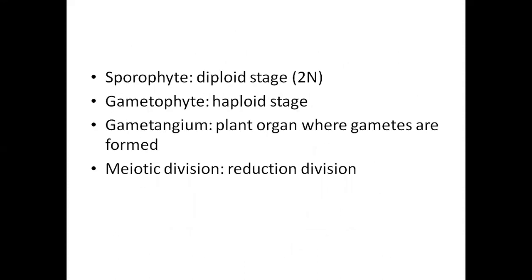But before that, I want to explain some important terms to you so that you don't have any problem in understanding these life cycles. You will come across a term, sporophyte. That means diploid stage. Diploid stage means it is having a double set of chromosomes. Different algae have different numbers, different sets of chromosomes. If I come to the term gametophyte, that means haploid stage. It is having only a single set of chromosomes. And if I talk about gametangium, that means the plant organ where gametes are formed.